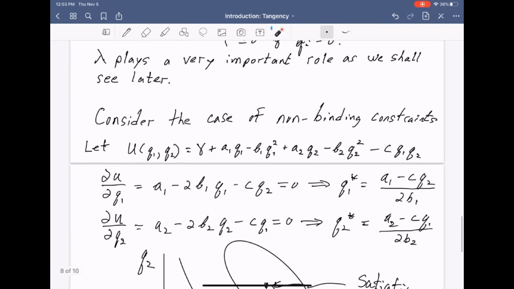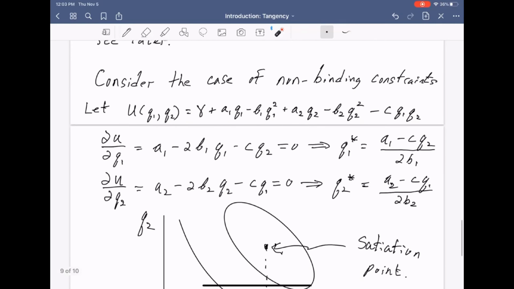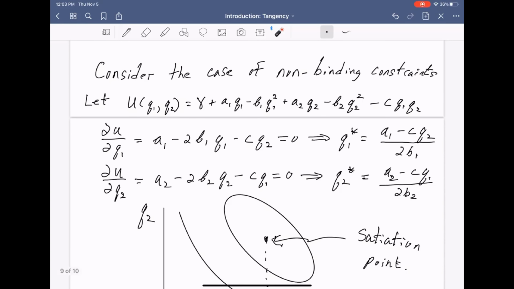Now, let's consider the case of non-binding constraints, which is the last topic in Chapter 1. Let's assume that we have a quadratic utility function that looks like this. U of Q1, Q2, so it's a function of Q1 and Q2. Alpha, or gamma, is the intercept term, then A1 Q1 minus B1 Q1 squared, and so on. And you notice that this is a quadratic utility function.